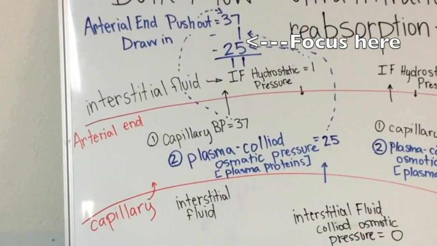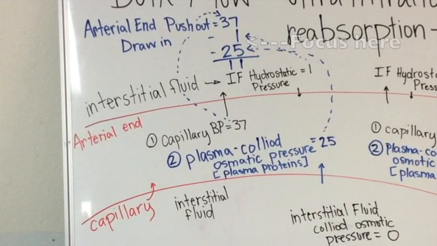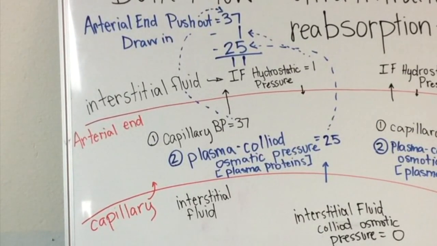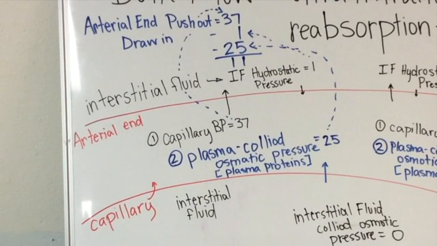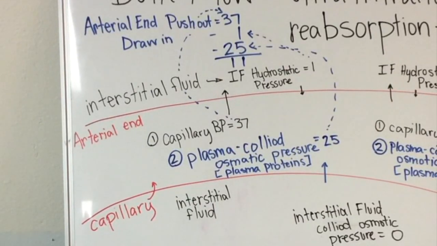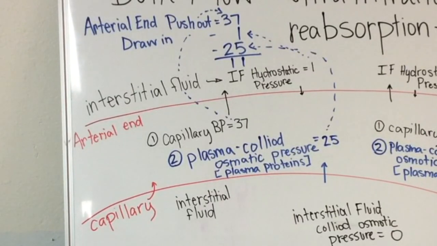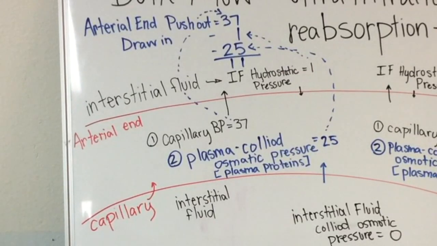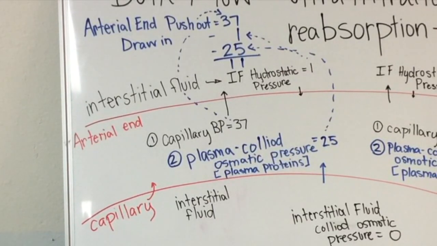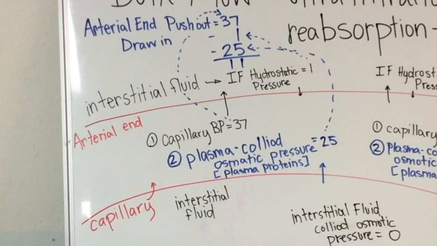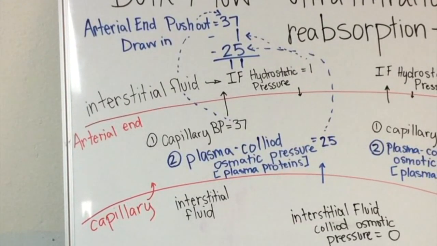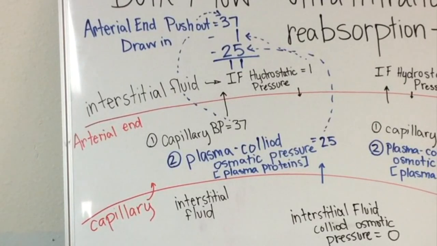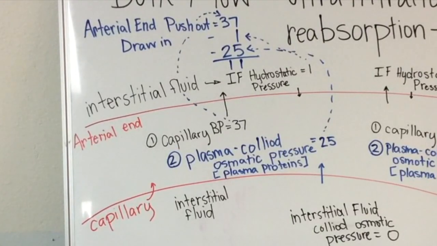There is an outward force of 37 millimeters of mercury pressure on the arterial end of the capillaries. However, this is countered by an inward drawing force from the interstitial hydrostatic pressure of 1 millimeter of mercury and a 25 millimeter of mercury osmotic pressure due to the plasma protein concentration within the capillaries drawing fluid back into the capillaries. This means on the arterial end, there is a net movement of 11 millimeters of mercury forcing fluid out into the interstitial fluid.